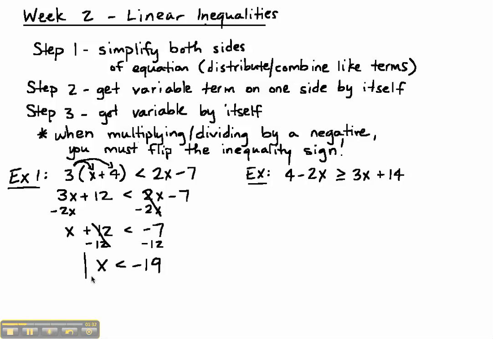And here I have x by itself. There's nothing I need to divide by in this case because the coefficient of x, the number in front, is 1. So x less than negative 19 is my solution for example 1.